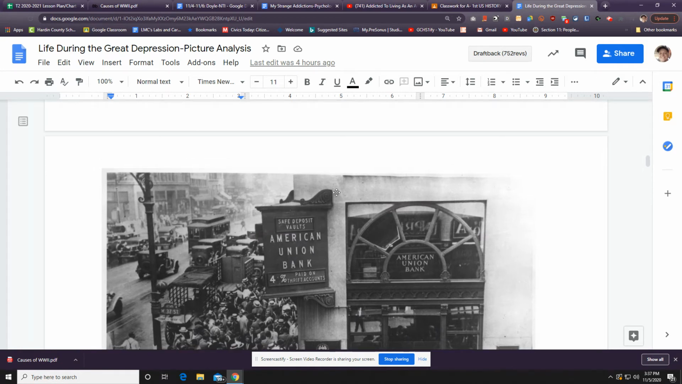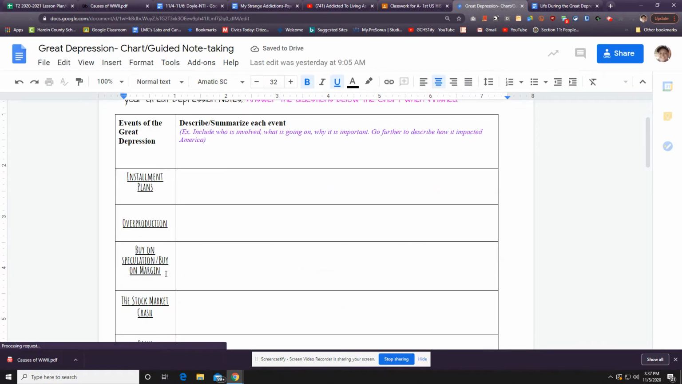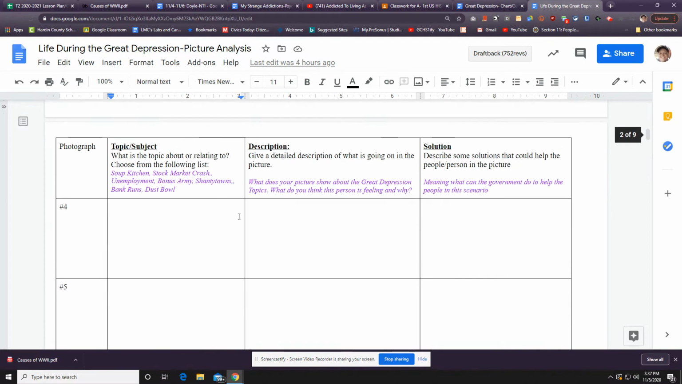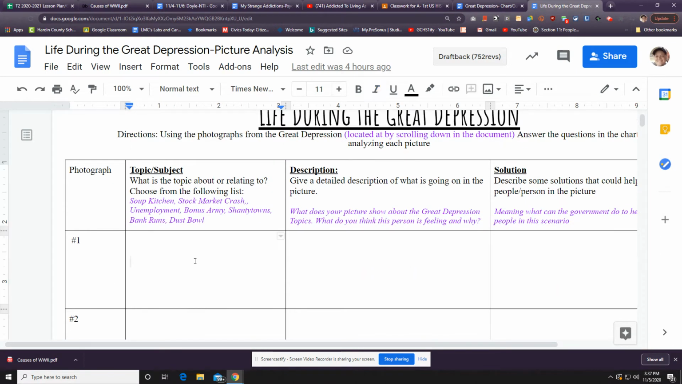So before you can start this assignment, you would have had to complete your Great Depression notes. And you can use these notes to help guide you in your thought process. Remember, you defined all this stuff, and you see something talking about banks. So you know that's going to relate to what is going on in that picture. And how you figure out what your topics are is right here, under the topic/subject section. Since I know it's bank runs, I'm going to come up here and type it in. That's all you have to put: tell me which one of these topics relate to that picture.